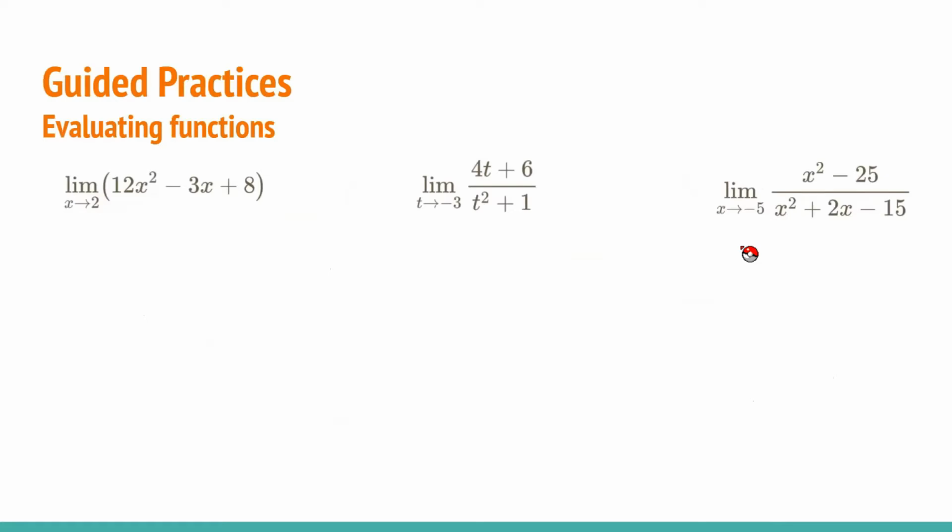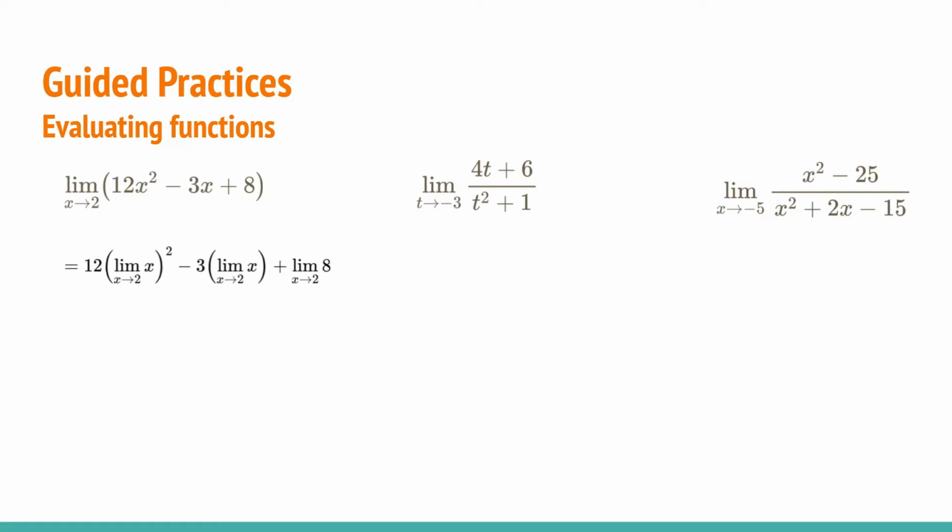Now, finally, we will try to answer the guided practices. So for the first function, the limit of 12x squared minus 3x plus 8 as x approaches 2. Just from looking at the function, we can already decide what's our first step, which is to separate them using the sum and difference law.